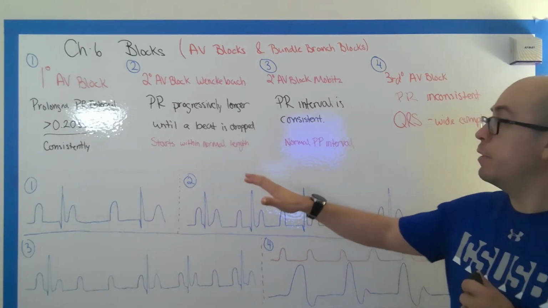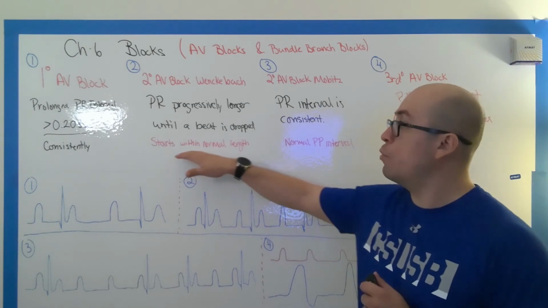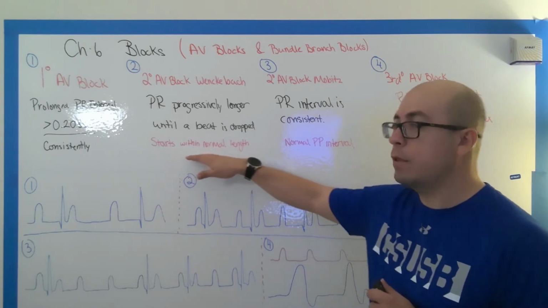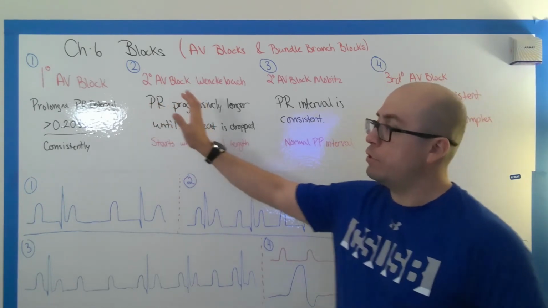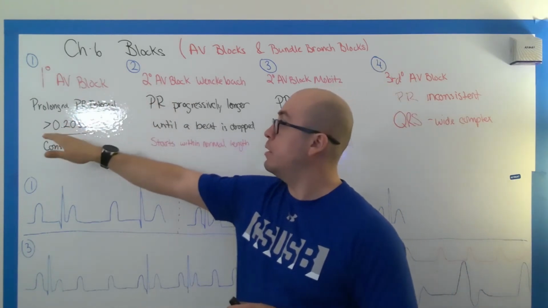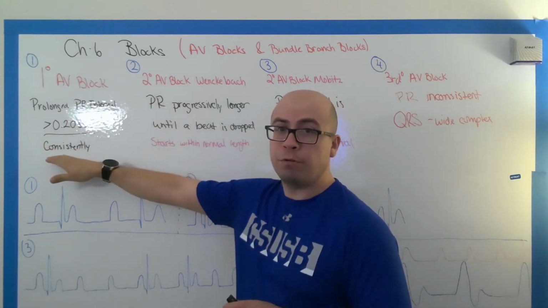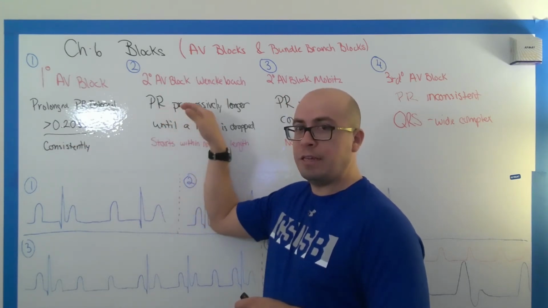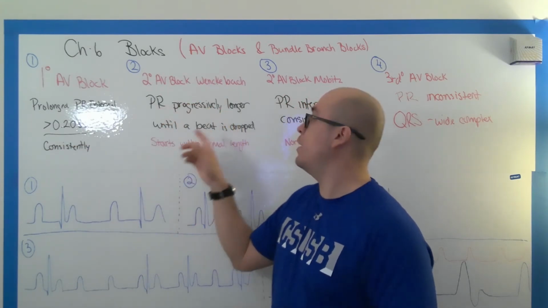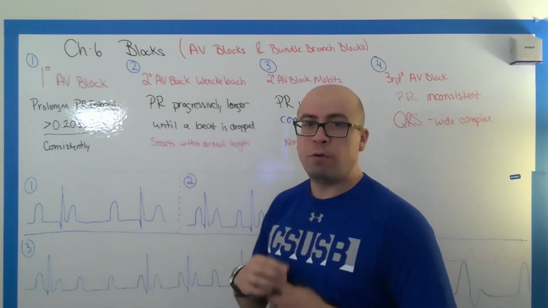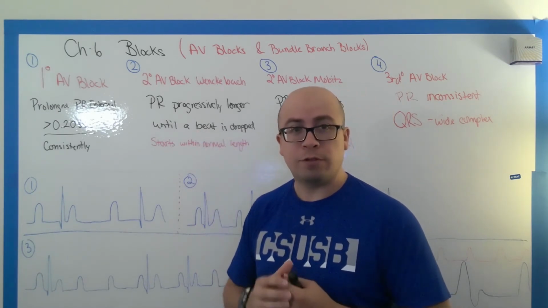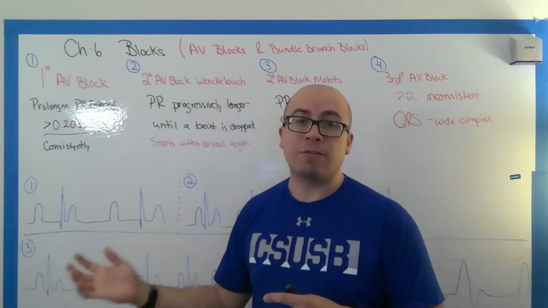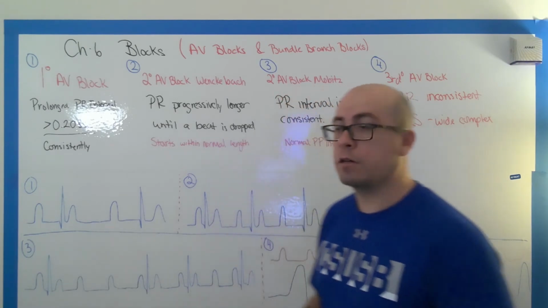So again, that PR interval will have a normal length. Okay, so now let's differentiate between the two. First degree, we have a consistently large PR interval. In Wenckebach, we have a progressively increasing PR interval until we have a dropped beat, or what we call a non-conducted P wave. So the P wave is conducted, but anything further than that is non-conducted.